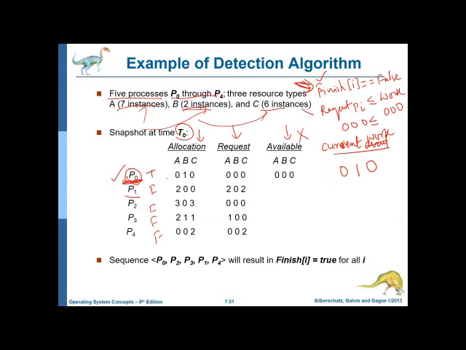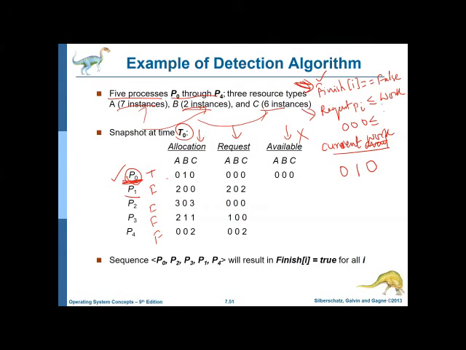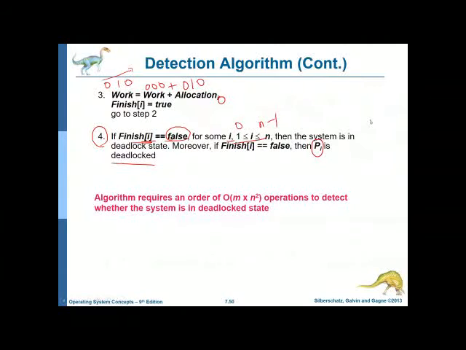Yes. Is the request of P1 less than equal to work? What is the current work variable now? It is 0, 1, 0. What is the request of process P1? Let us look at that. Request of process P1, it's over here. 2, 0, 2. Can 202 be satisfied by 010? No. Why? Because 2 is not less than equal to 0. 0 is less than equal to 1, that is true. But the third 2 is not less than equal to 0. So it is false. Because it is false, we cannot find such an i.